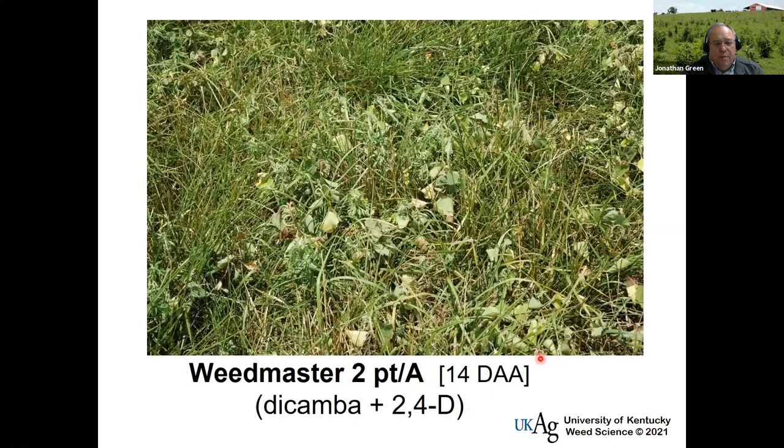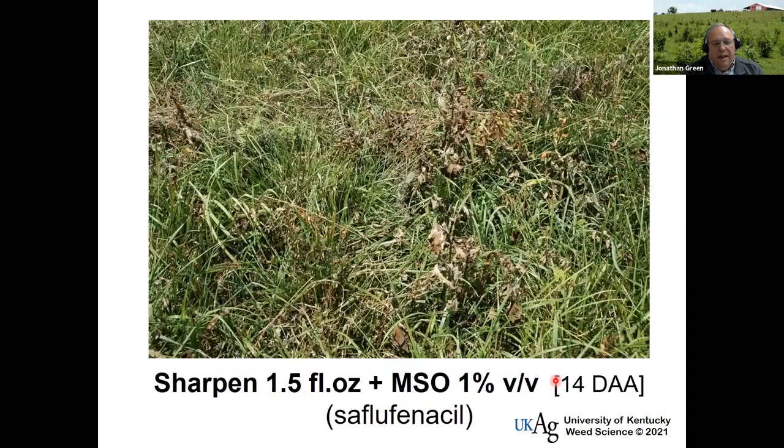Here's what Weed Master looks like, pretty typical growth regulator symptomology, and this is about 14 days after the treatment. We get this curling growth and leaf curling and the stem twisting that's associated with the growth regulator type herbicides. On the other hand, Sharpen burns the leaves of plants. It's a contact type herbicide. So we had more of a leaf burn associated with that particular herbicide. And it was tank mixed with methylated seed oil as an adjuvant, which is an important part of adding to that leaf burn that we're trying to get with a herbicide like Sharpen.